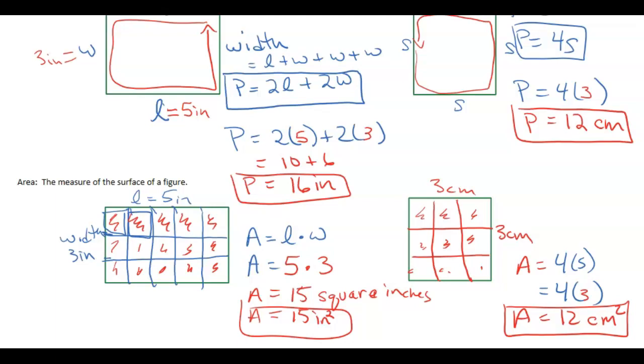So the formulas that we'll use for rectangles: area is length times width. So that's the formula we'll want to write down for area. And for perimeter, it will be 2 times the length plus 2 times the width.